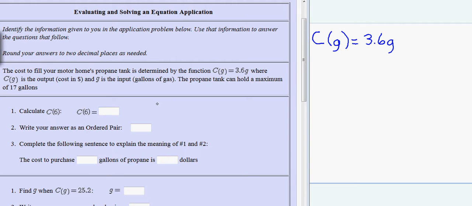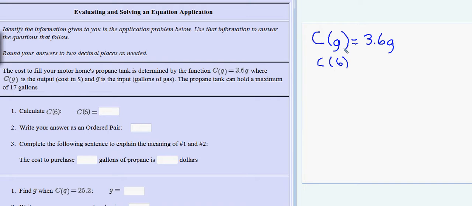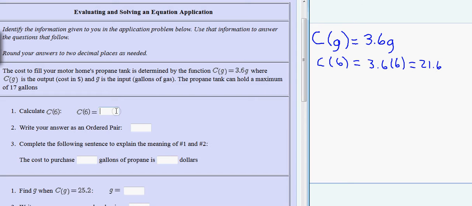The first question we're asked to find is the value of C of 6. We're not asked to find what it means yet, just to find its value. So 6 is the input, so I'm replacing G with 6, as the notation suggests. And I get 3.6, instead of G, I'm replacing G with 6. 3.6 times 6 is 21.6. That's the answer to the first question.